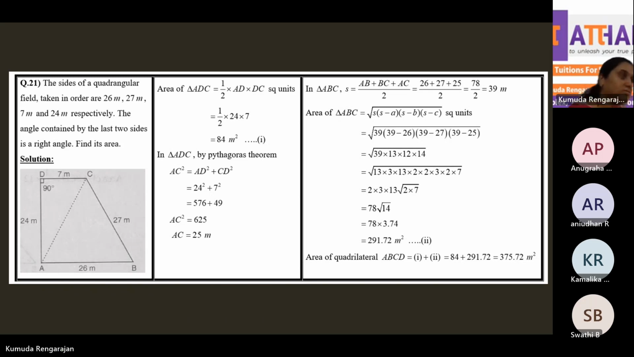Very good. Cannot add these two, so many meters. Very good. So, children, please check your steps. Okay, I'll do one thing. I'll just share this photo on WhatsApp so that if you've gone wrong, you can correct it.